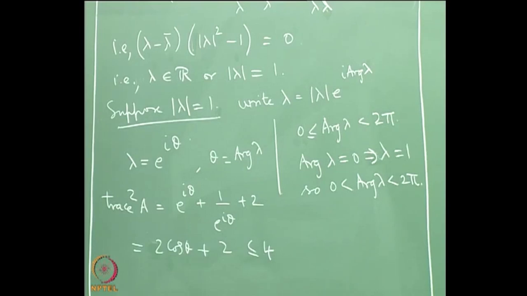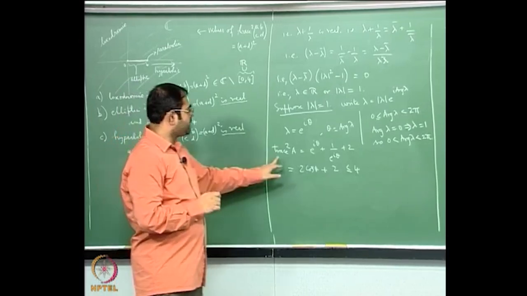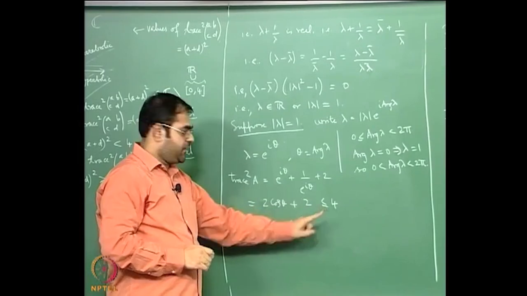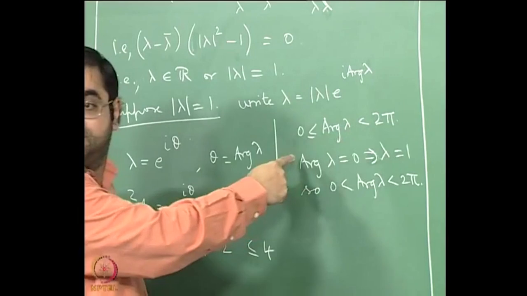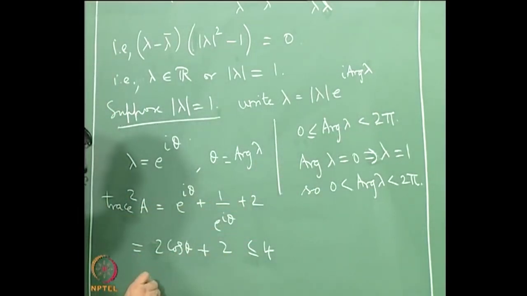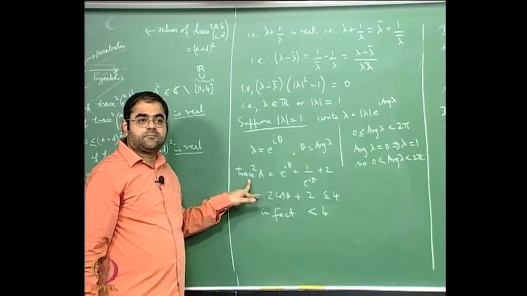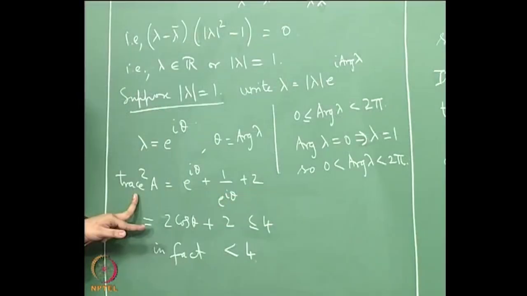And mind you, I want to make the statement that this quantity is going to lie between 0 and 4, it cannot be equal to 4. So you see, if this is equal to 4, okay, then cos theta has to be 1, okay. But cos theta will not assume the value 1, okay. So in fact it is strictly less than 4, okay. And I claim that this quantity is actually greater than or equal to 0. This quantity is greater than or equal to 0 because, why is that so? I think that is also quite obvious.